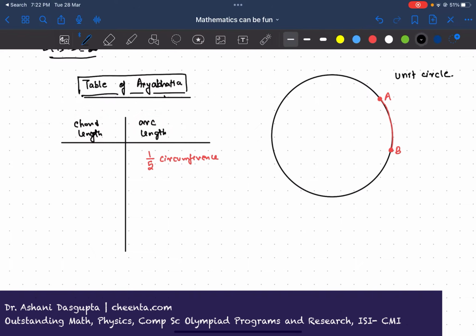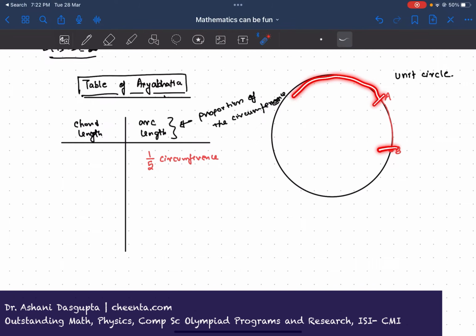The fun fact is, the arc length is given as a proportion of the circumference. So it's not actually giving you the length of the arc. It's telling you what proportion of the entire circumference this arc is. Maybe it says that it's 1/5 of the entire circumference. Then the mission is to find the length of the corresponding chord. What is the length of the chord from A to B?